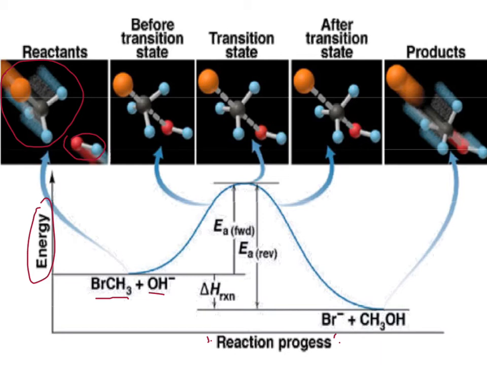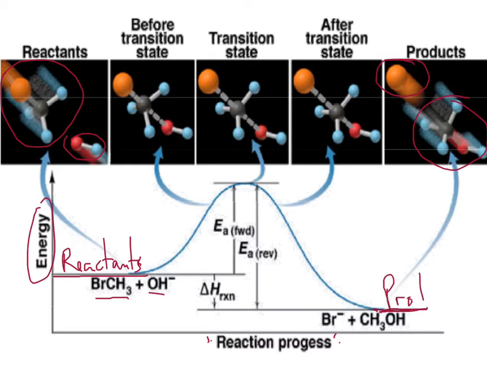We start at the beginning of the reaction here with the two reactant particles. So these are the reactants in the reaction above. At the very end of the diagram, we see the final product particles, and that'll be a bromide ion, and then CH3OH, which is called methanol. So those two particles are our final products.